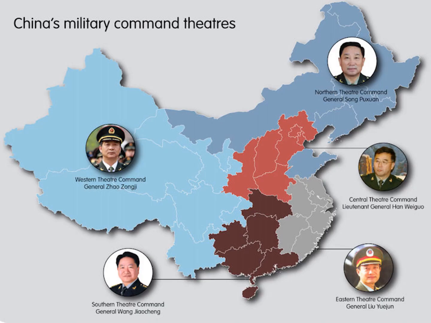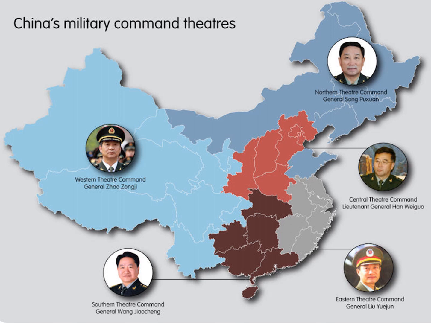These are the new military commands. So we've got Northern Theater Command, which is protecting Heilongjiang and Jilin in the extreme northeast. You've got Central Theater Command, which is built around Beijing and the interior. You've got Eastern Theater Command, which faces Taiwan. Southern Theater Command, which faces the South China Sea, Vietnam, and the Philippines.